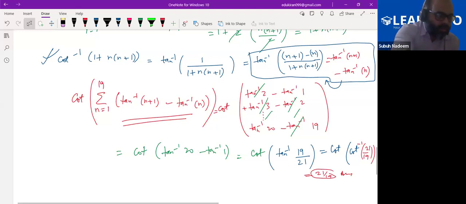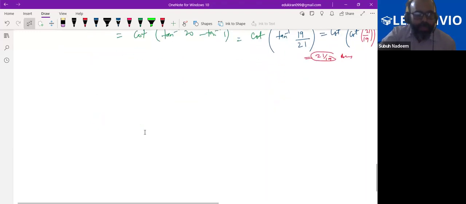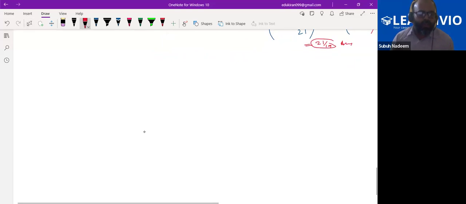So let us come to the next question, which we can discuss. Now there is a question on inequality. For this question, you need to know the graph of cot inverse of x. So inverse graph is not so difficult.